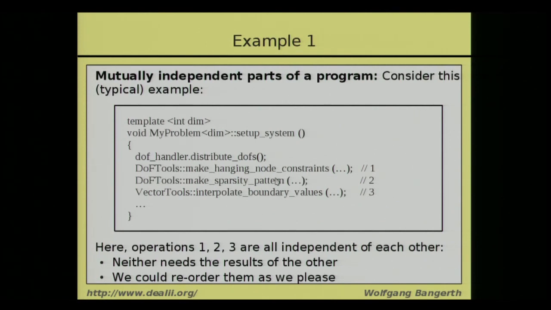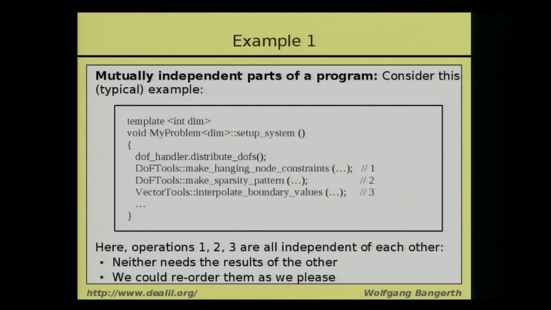But because they don't depend on each other, and because they all write into separate data structures, the first one will write into the constraint matrix data structure, the second one is going to write into a sparsity pattern data structure, and the interpolate boundary values function is going to write into a map from unsigned int to double, or from global DOF index to double. All of these write into different data structures, and so in other words, I could run them at the same time if I wanted to. Let's say if I have a machine with 4 cores, I could run these 3 functions at the same time. And so let me show you real quick how this works.